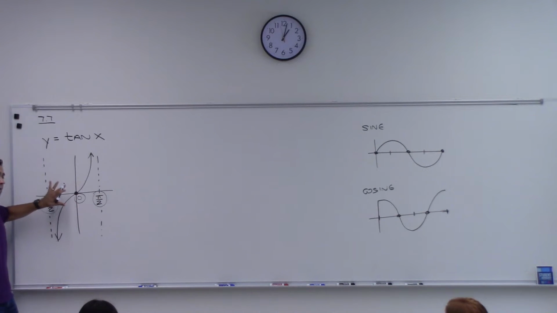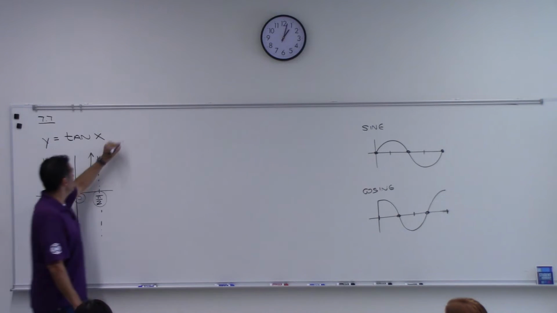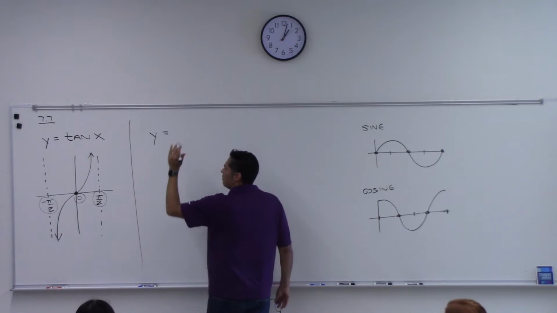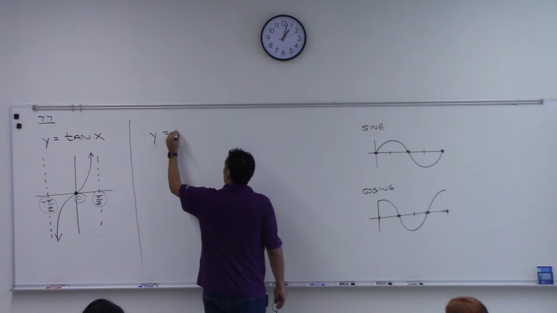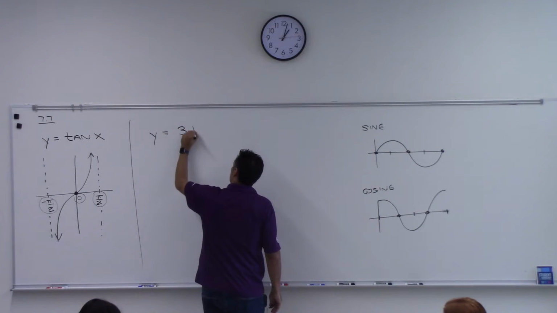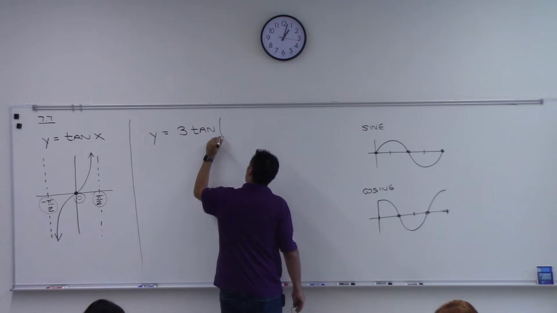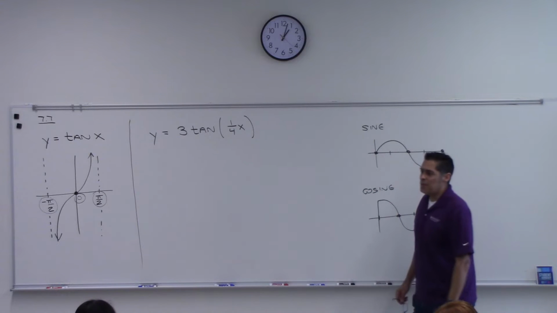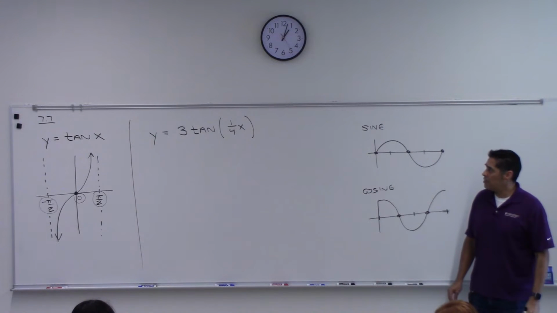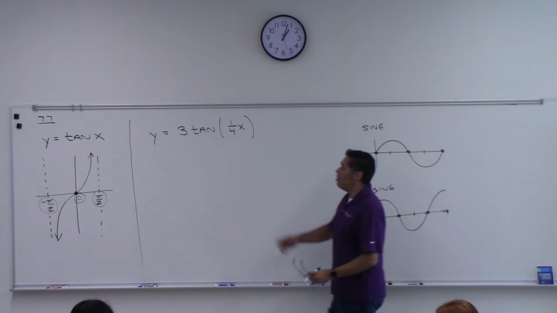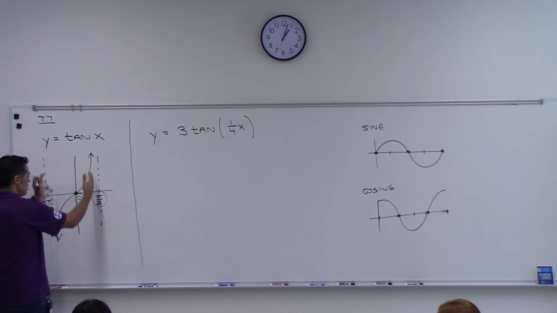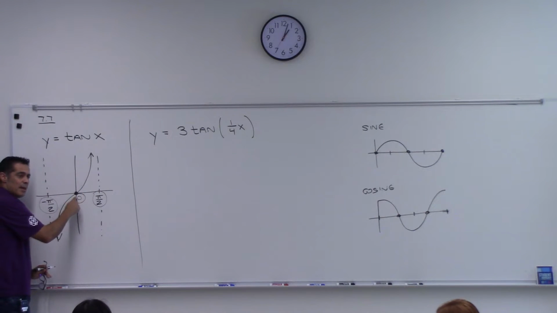So let's do an example of graphing a tangent function using just what we know about the basic tangent function, and see how changing the argument and putting in negatives and numbers changes the picture. All right, so let's go with 3 tangent of 1/4 x. I know basically it looks like this, right? But I need to figure out where the vertical asymptotes occur, and where I get 0, that x-intercept.